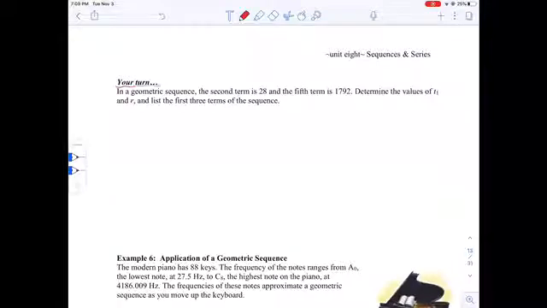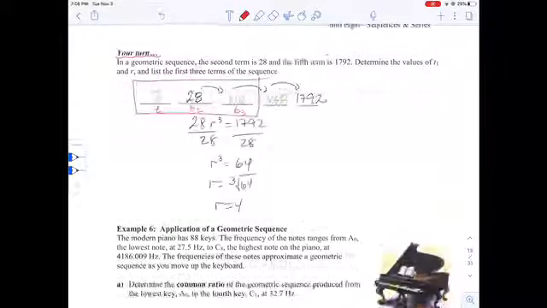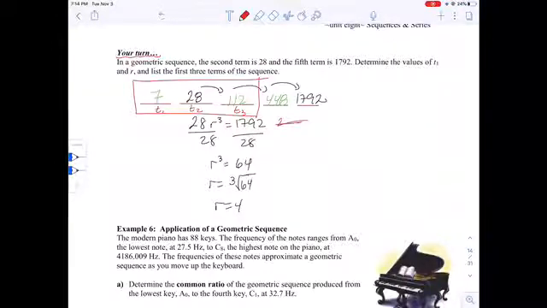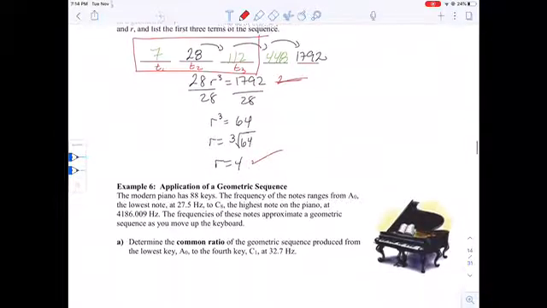How about you try the next question? Okay, give the video a pause and give it a try. So for this example, I got a ratio of 4. When I went through and solved and created my own equation, 28 times r cubed is 1792. And then I was able to find my ratio of 4 and list my first 3 terms.